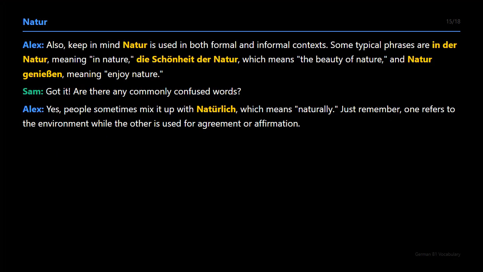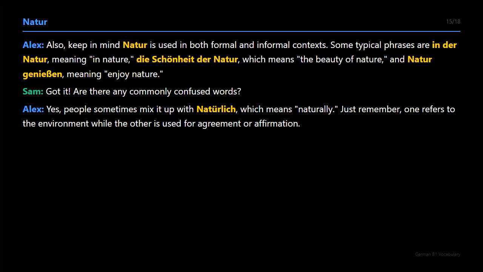Also, keep in mind, Natur is used in both formal and informal contexts. Some typical phrases are, In der Natur, meaning in nature, Die Schönheit der Natur, which means the beauty of nature, and Natur genießen, meaning enjoy nature. Got it.